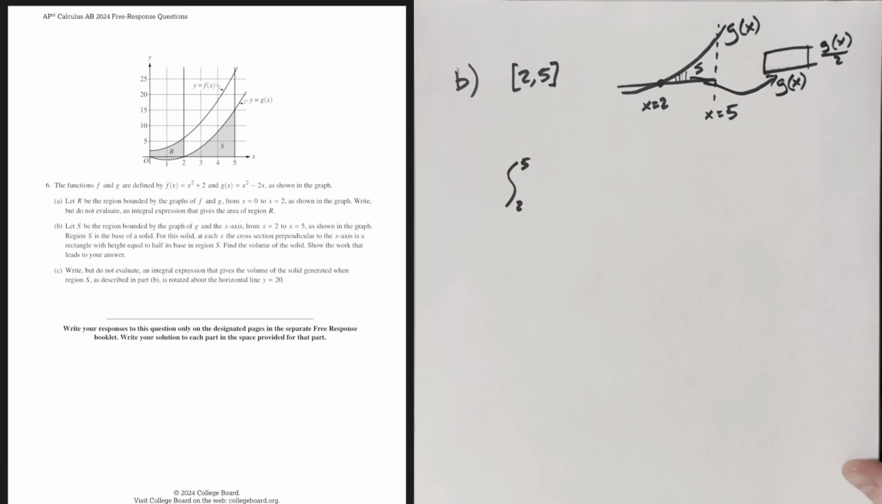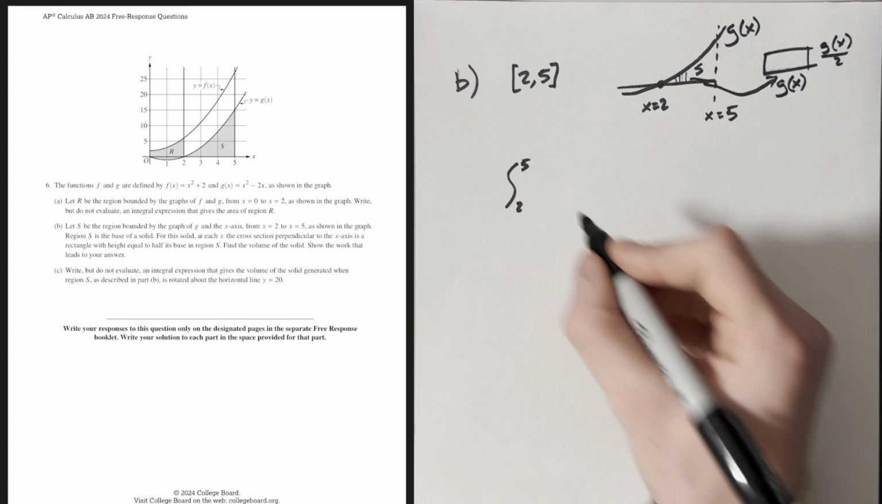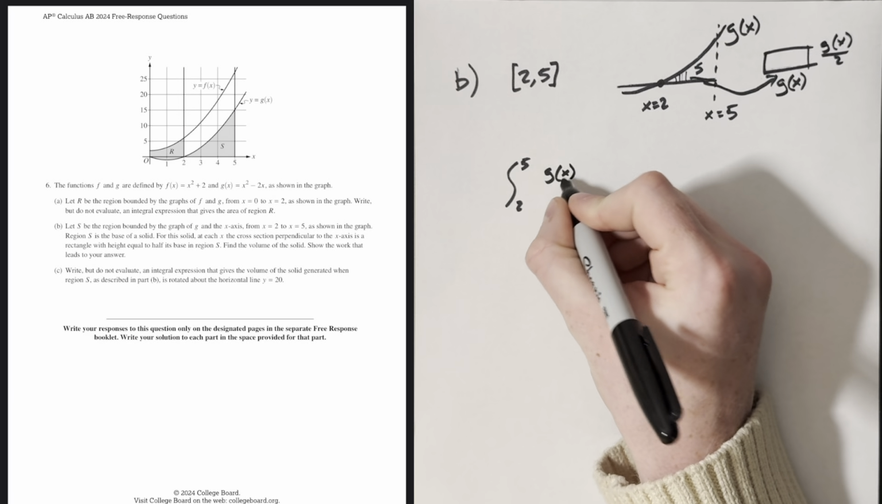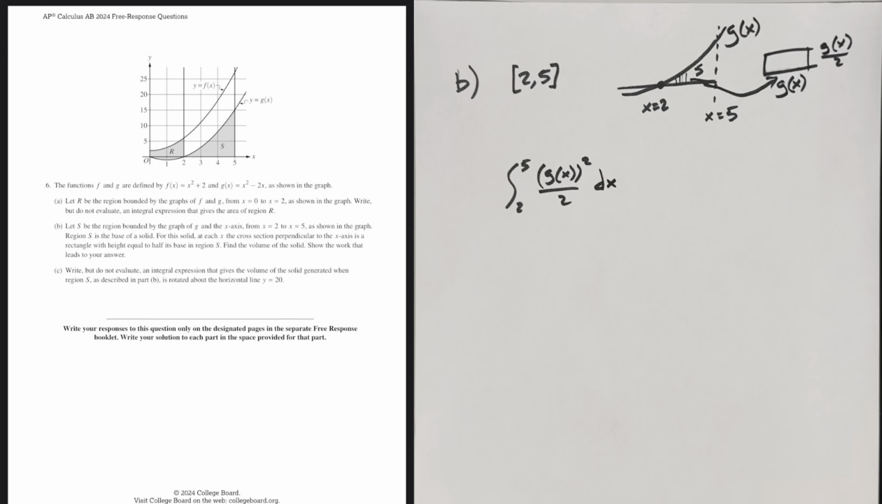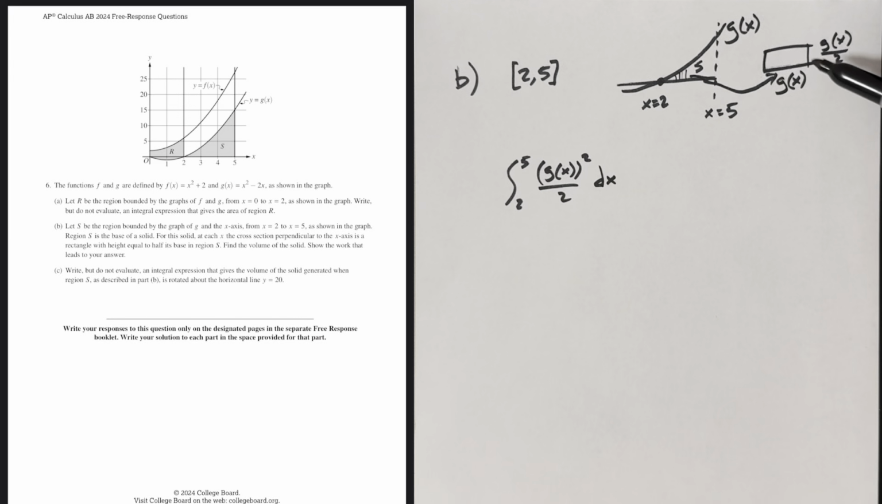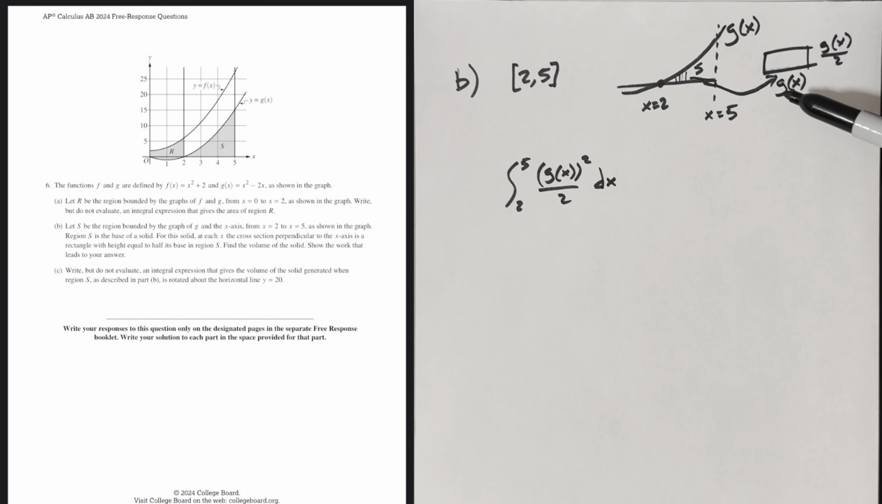And for cross-sections, what we do is we integrate over our interval from 2 to 5 of the area of these cross-sections. And the area of my cross-section is going to be base times height, or g of x squared divided by 2 dx, because that is the area of this rectangle in terms of the cross-section, right? Now, this would be awesome if it was another write but do not evaluate, but they do ask us to evaluate this one, so we have to work out the answer. And thankfully, this is going to be worth a lot of points, so it'll be worthwhile in the end.